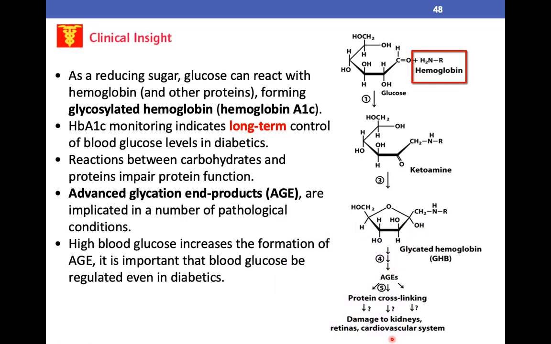So this entire thing should give you an indication of why does diabetes lead to kidney damage? Why does it lead to retina damage? Because if I have high glucose for a high amount of time, I'm going to be glycosylating my hemoglobin. And because I'm glycosylating my hemoglobin, it's going to lead to the formation of these things called advanced glycosylation end products. And we don't know exactly what these are, but we do know that they can cause damage to certain organs. Does that make sense? Yeah.